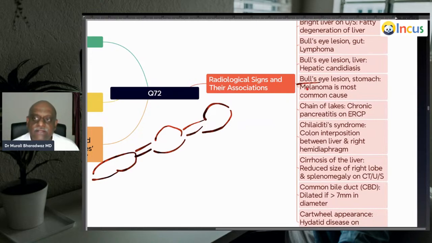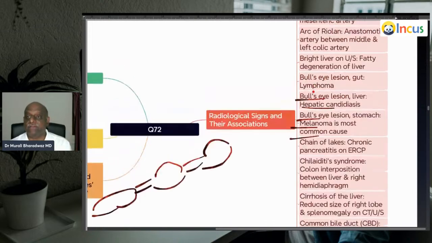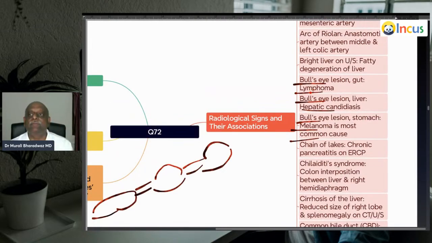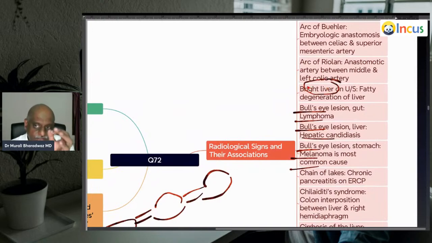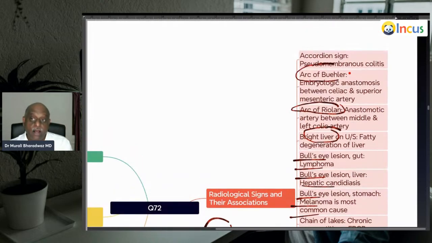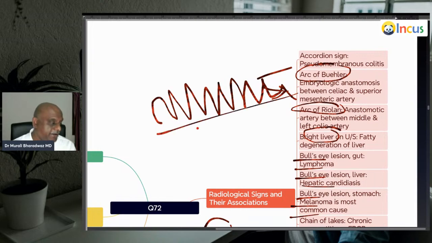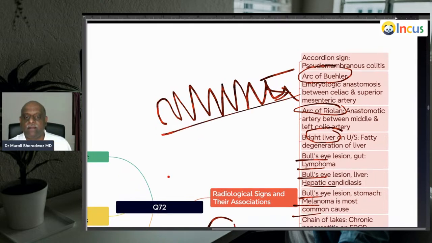So, bullseye lesions: melanoma is the most common cause. Bullseye lesion in the liver: hepatic candidiasis. Bullseye lesion in the gut: lymphoma. Bright liver on ultrasound: fatty degeneration of the liver. Arc of Riolan is the anastomotic artery between the middle and left colic artery. Arc of Buhler is the embryological anastomosis between the celiac and superior mesenteric artery. Accordion sign is seen in pseudomembranous colitis, is what you need to remember.